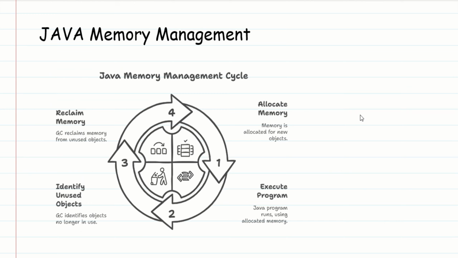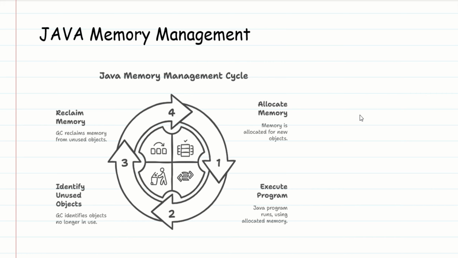Memory management in Java is a critical aspect of the language's runtime system, ensuring efficient use of memory resources and preventing memory leaks. Java memory management involves the automatic allocation and deallocation of objects, which is managed by the Java Virtual Machine, that is JVM. The JVM handles memory management automatically using its garbage collector, which distinguishes it from languages like C or C++, where the developer must manually manage memory.